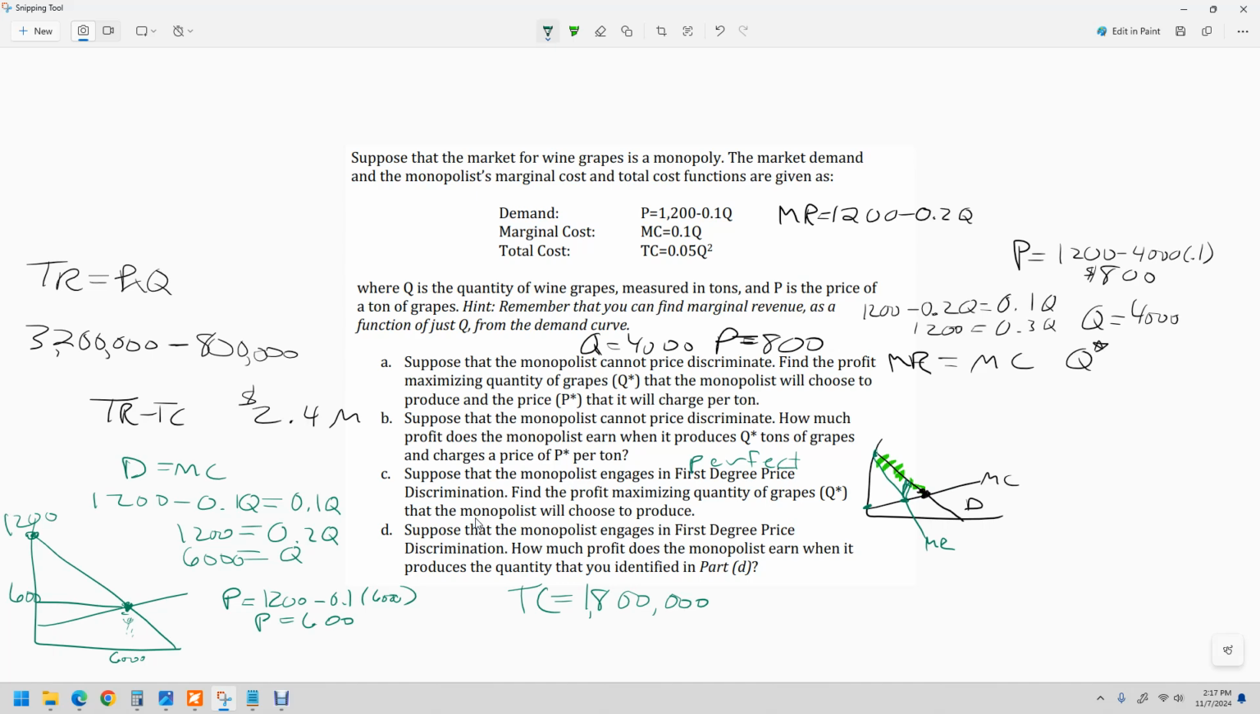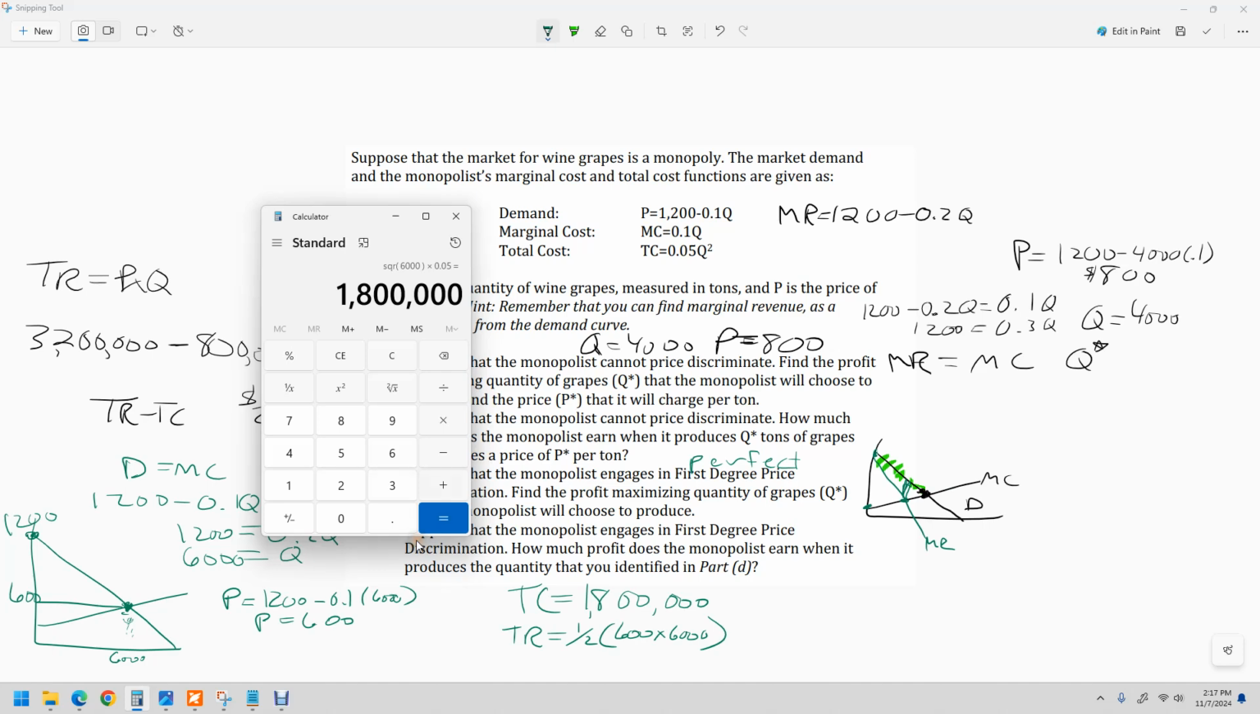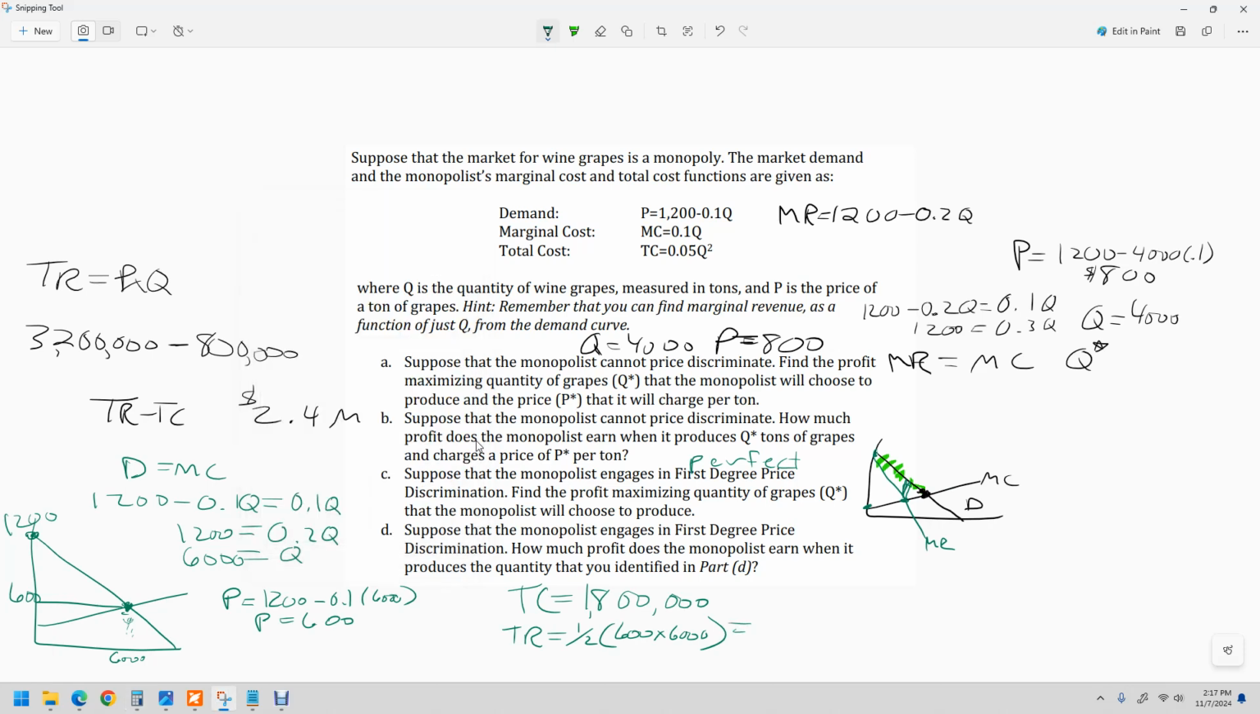Okay. So the formula would be this 600 times 6,000, and then it's a linear triangle, so it's half of that. So total revenue is 1/2 times 600, this is in dollars, times 6,000, and it's some big number, 6,000 times 600, 3.6 million. Half of that is going to be, so that's part of the revenue.